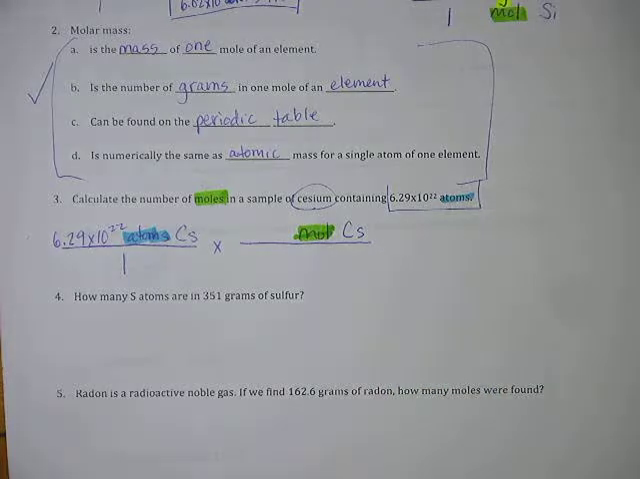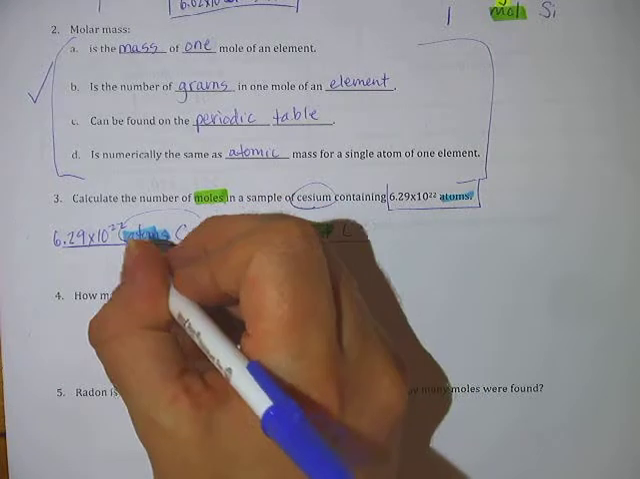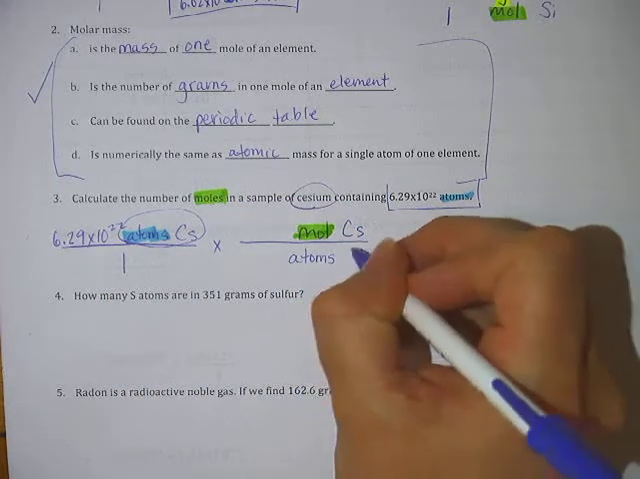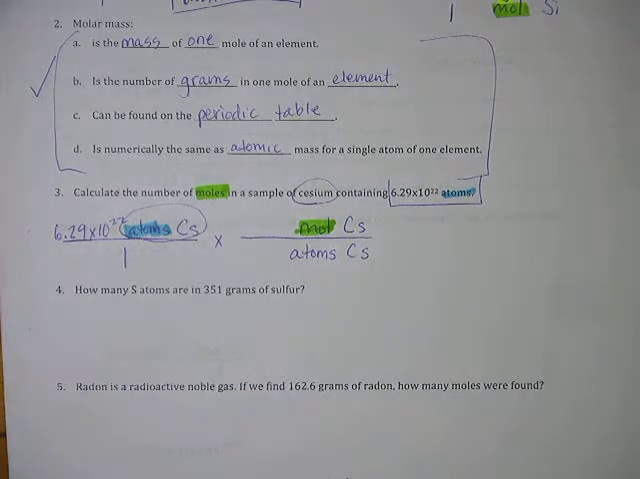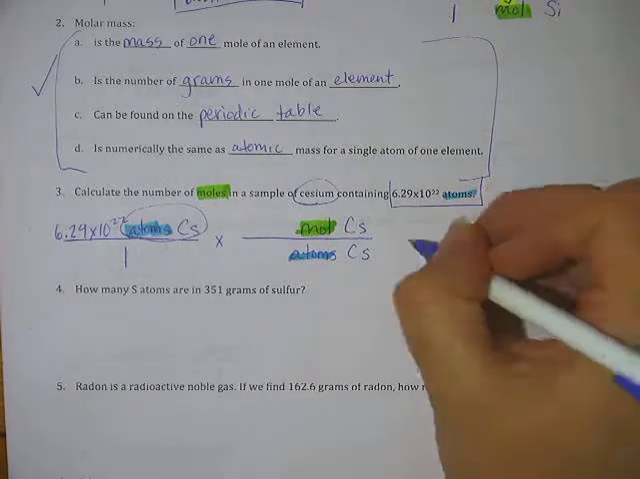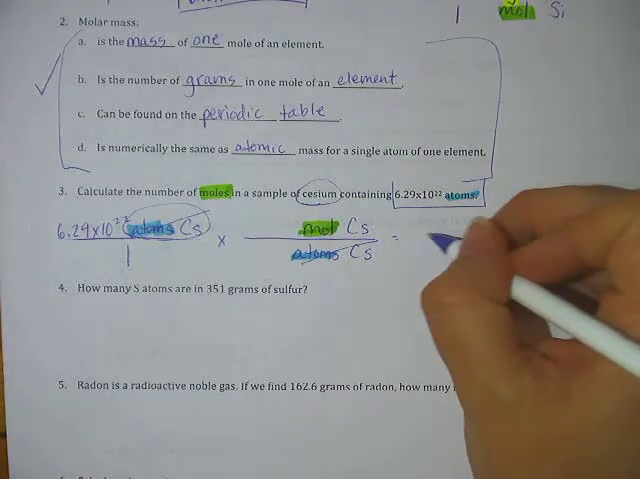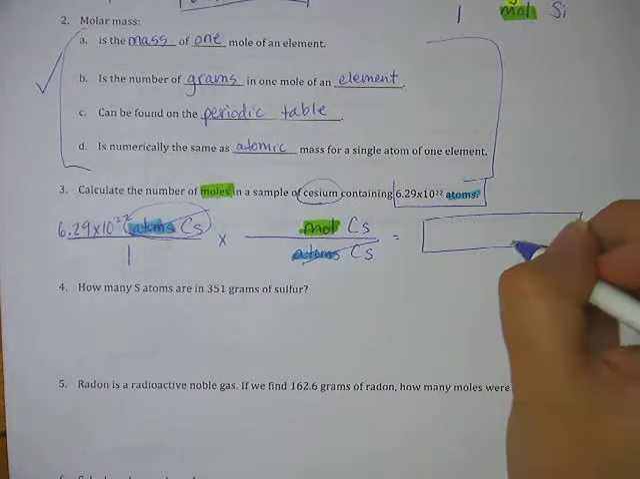Moles are green. To fill in this bottom part, remember, what goes up must come down. So if we started with atoms of cesium on top of our first fraction, atoms of cesium come down below our next fraction. And I know I can only use each color twice. I've used atoms twice. Moles I've only used once. That means the second time I use moles is going to have to be in the answer.